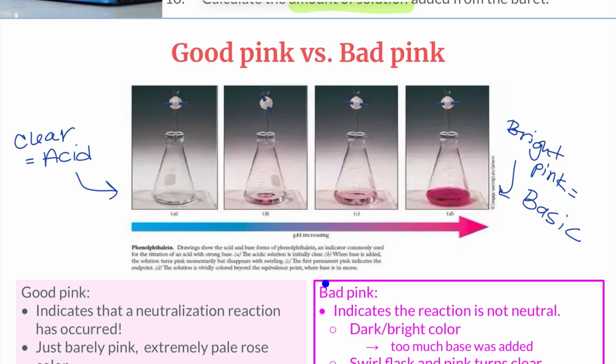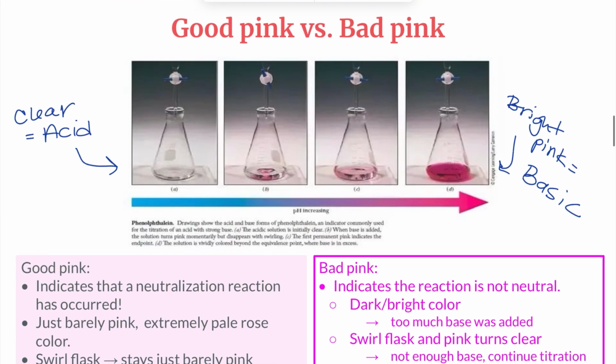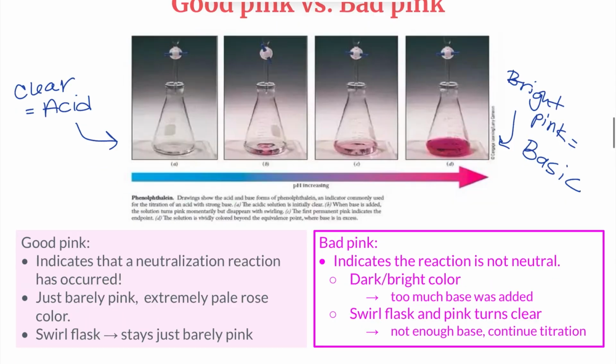With titrations, though, they are going from that acid clear to that bright pink. Usually it only takes a drop or two. Once we get this really, really bright pink, that means we have a basic solution, and it indicates our reaction is not neutral. With a dark, bright color, too much base was added. And again, if we swirl the flask and our pink turns clear, then that means that we didn't add enough of our base. It's still an acid, so we need to continue by adding a little bit more from our burette. You are going to look at this process through your lab this unit, and so you'll get to actually see those changes happening.